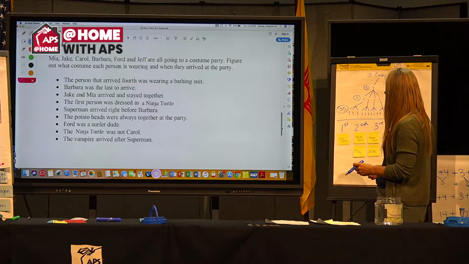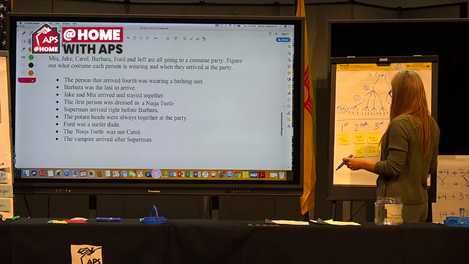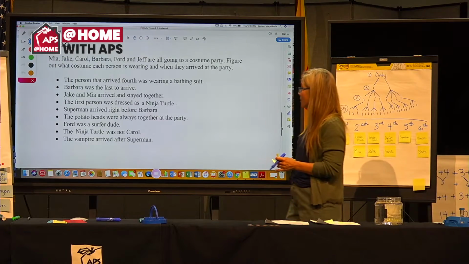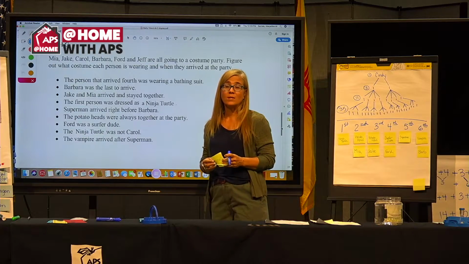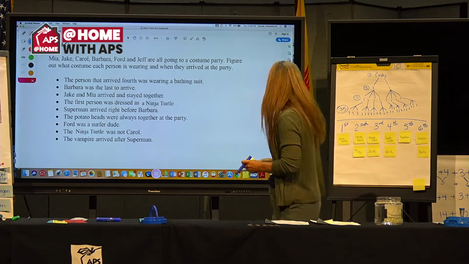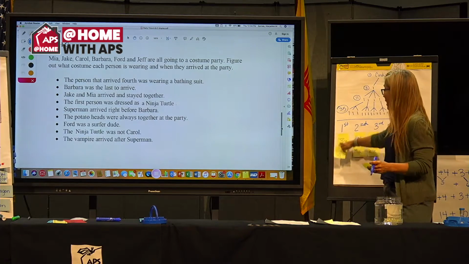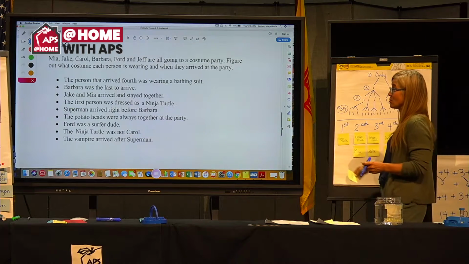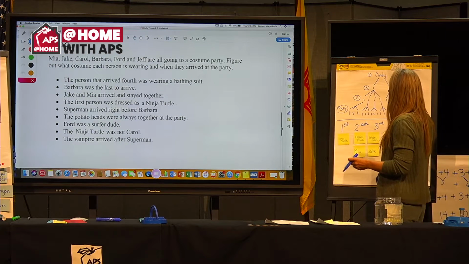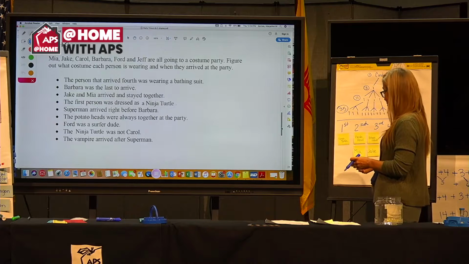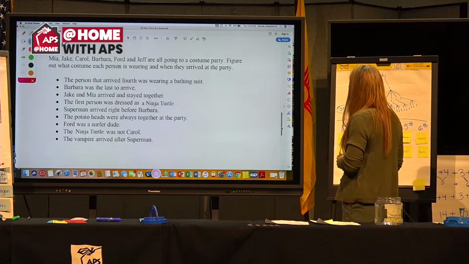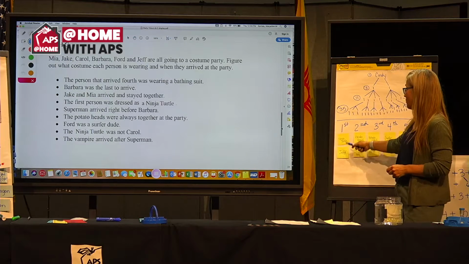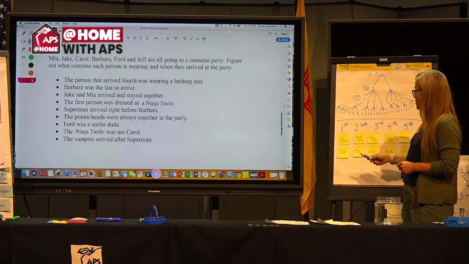So that leaves us with Jeff and Carol. And it says that the Ninja Turtle was not Carol. So she cannot have been first because the Ninja Turtle was first. So Carol must be Superman and Jeff must be the Ninja Turtle. So that's what I'm thinking, was that Jeff was the Ninja Turtle and came first.